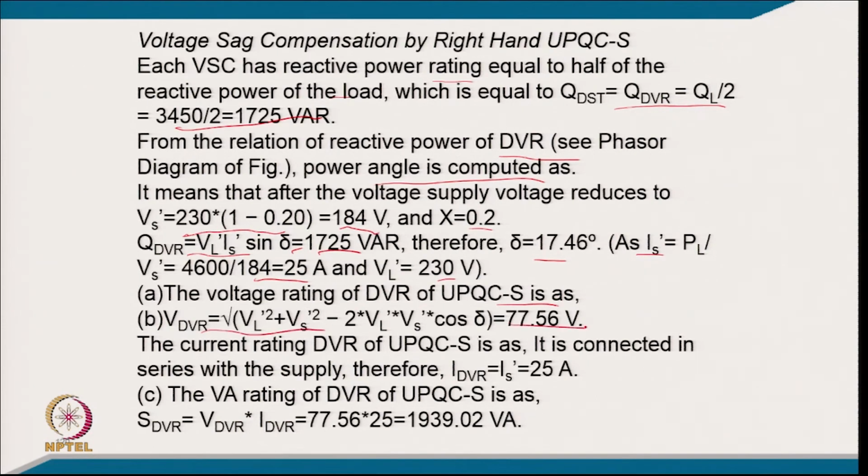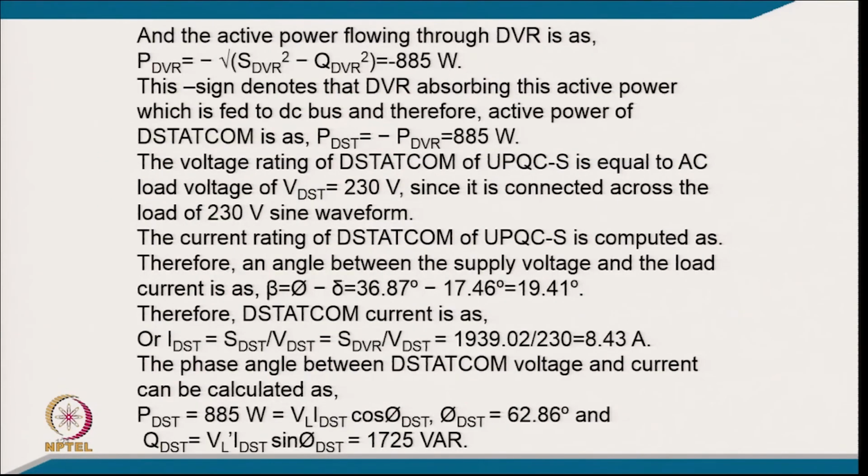So, it comes to 77.56, and the current of DVR is the same as the supply, as it is connected in series with the supply. Therefore, I DVR equal to IS, 25. So, the VA rating of the DVR can be calculated as 77.56 into 25. So, it becomes 1939.02 VA, and the active power flow through DVR will be the square root of S square minus Q square. So, it is minus 885 watt, and the minus sign denotes the DVR absorbing the active power, which is fed from the DC bus.